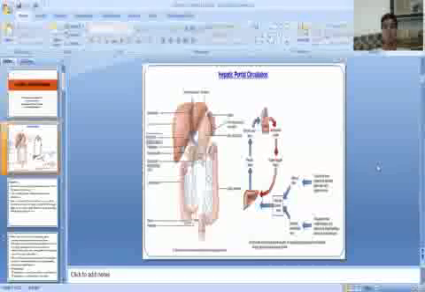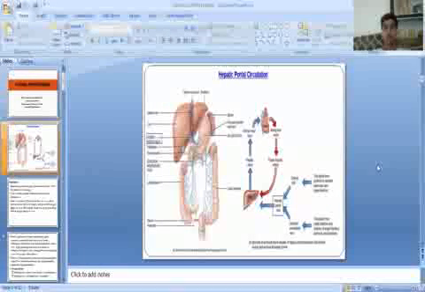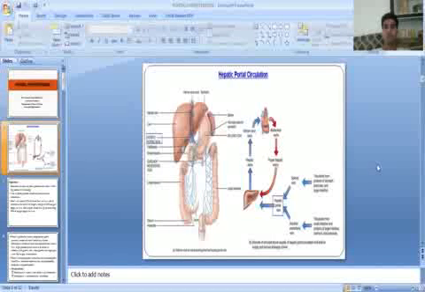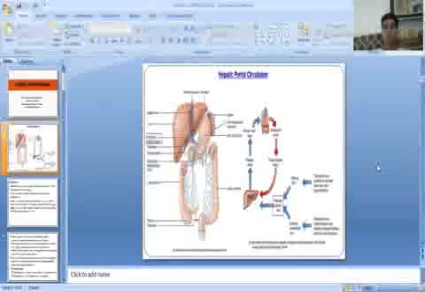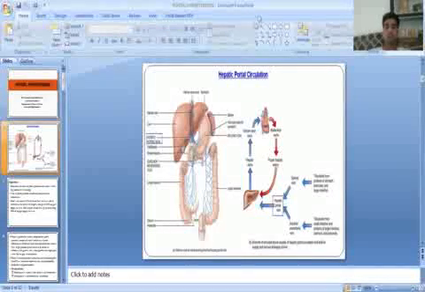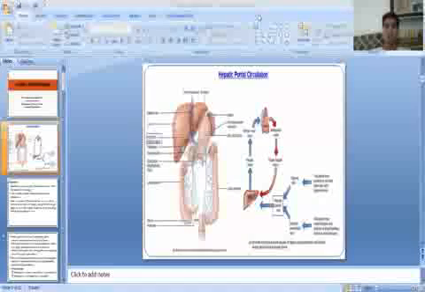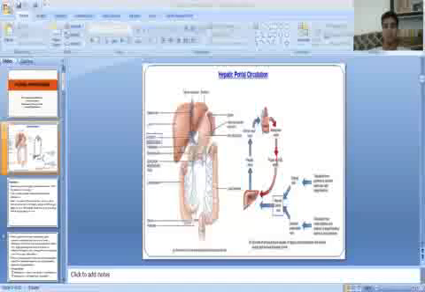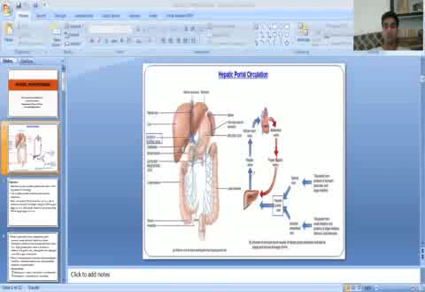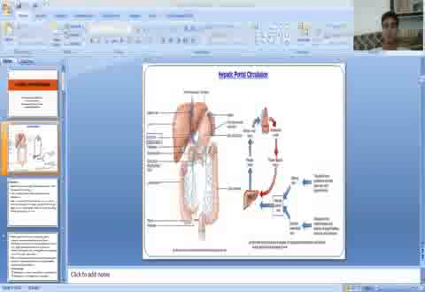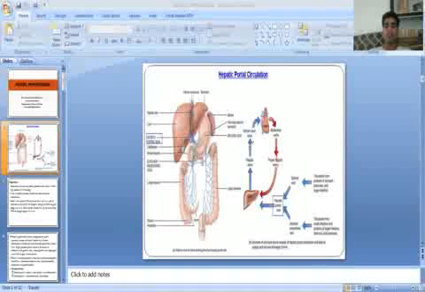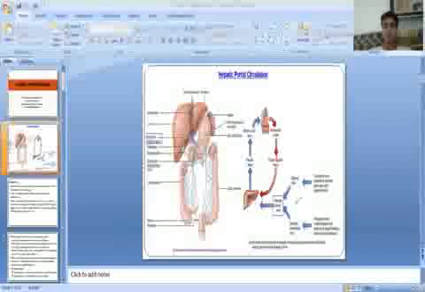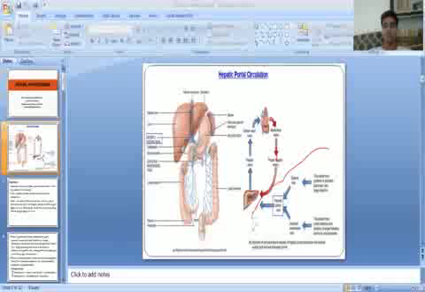In this diagram, you can see the hepatic portal circulation. The heart pumps blood into the abdominal aorta and proper hepatic artery to the liver, then from the liver to the hepatic veins, which drain via the inferior vena cava to the right atrium. This is the hepatic circulation.